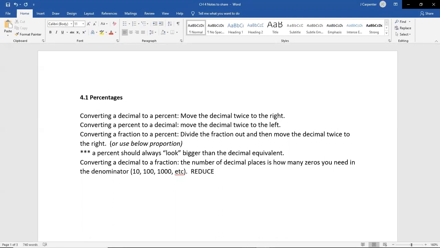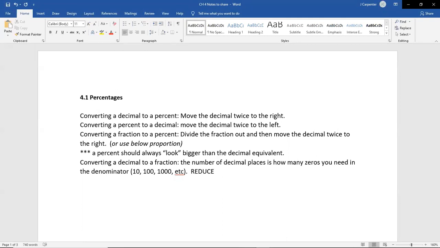Now, you might say, well, what about wholes? Well, a whole is a decimal value number. It's just you don't see the decimal. It's at the end of the number. So 4 is still a decimal. It's just 4 point. 4.0, 4.00, 4.000. Those would all be the same thing.